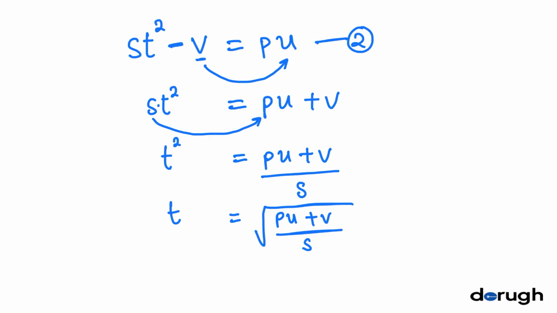Congratulations, we have now made T the subject of the formula. By working step by step, we were able to move everything that was on the left side of the equal to sign to the right side of the equal to sign.